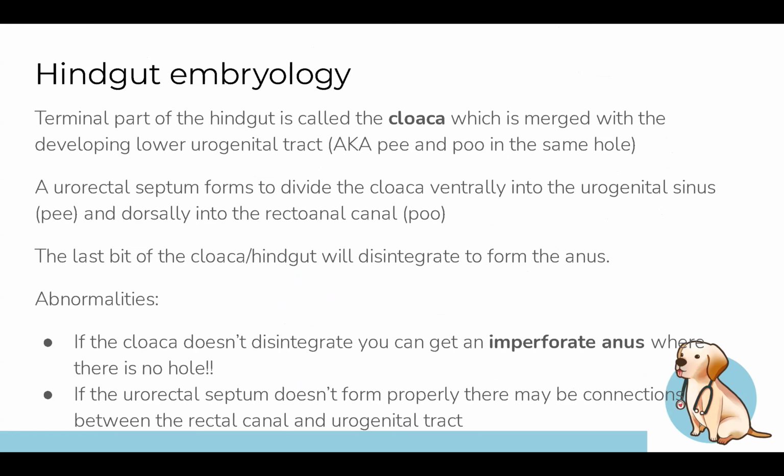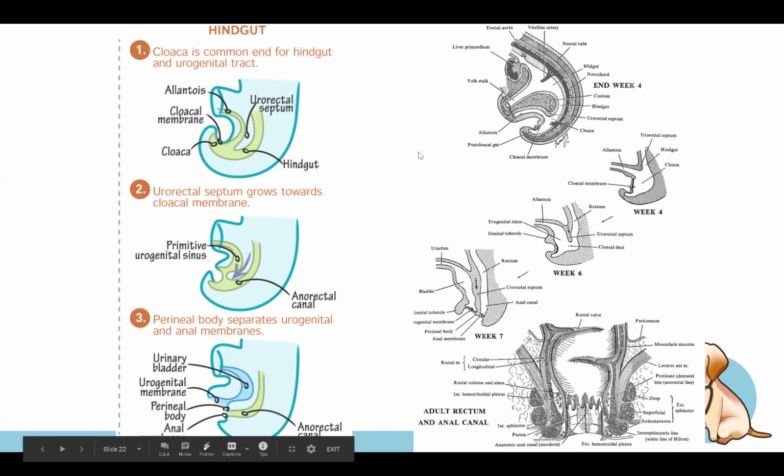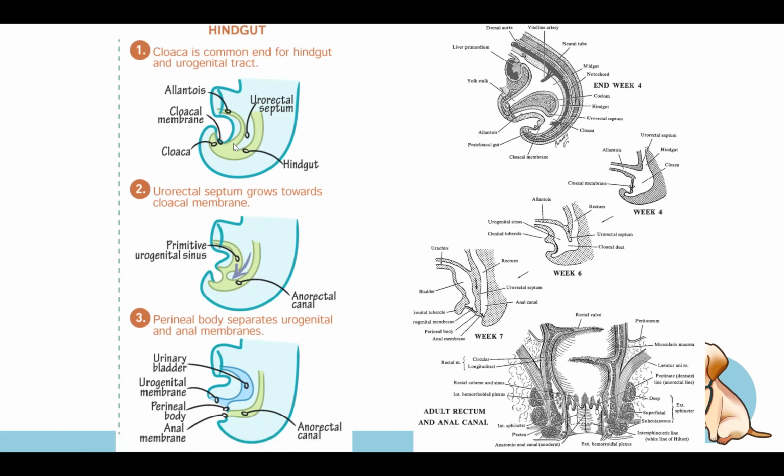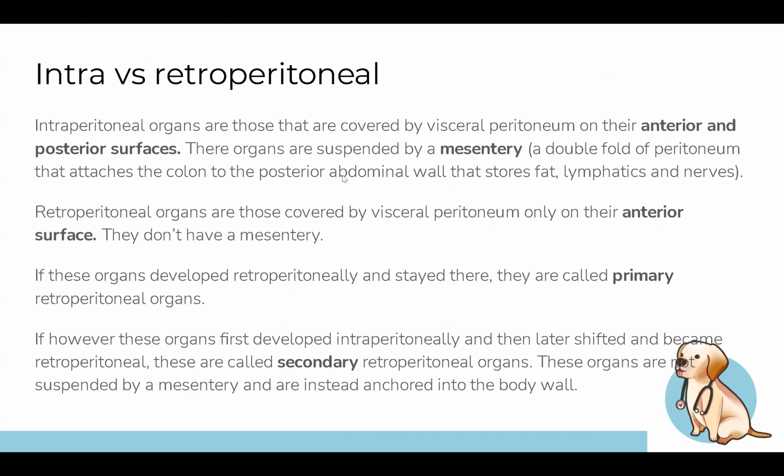So yeah, and sometimes this urorectal septum goes a bit berserk. So you can still have connections between your urogenital tract and your anorectal canal, and that can cause a few problems, but we can generally fix that.